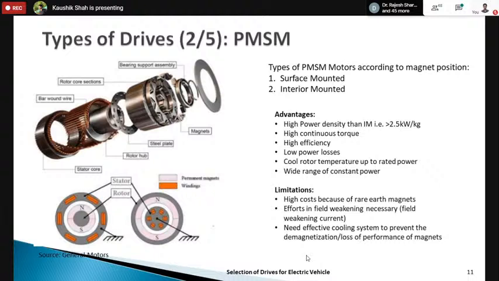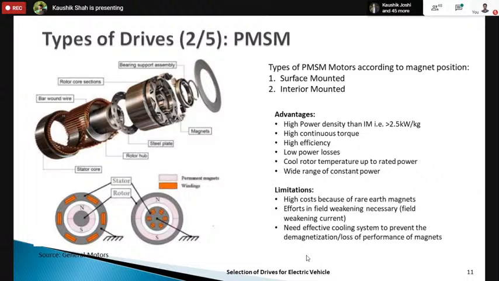What you see on the screen is, of course, a little more power density than the induction motor. It is 2.5 kilowatt per kg, but it gives you a good continuous torque, which is moderate in the induction machine, and it has higher efficiency. It can bring you up to 94, 95%.